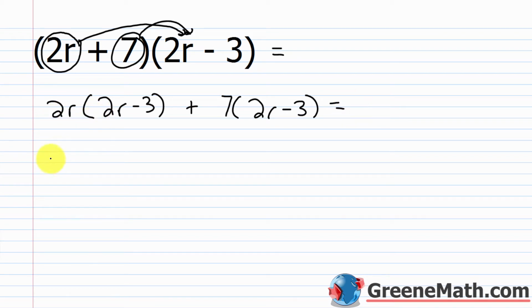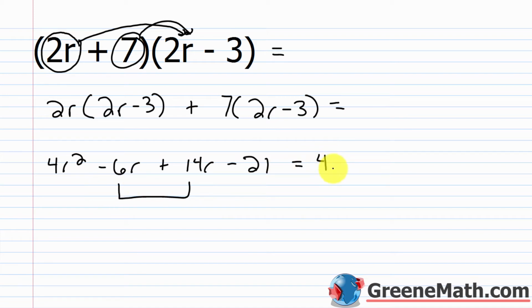So 2r times 2r is 4r squared. 2r times negative 3 is minus 6r. And then plus 7 times 2r is 14r. And then 7 times negative 3 is minus 21. So I would combine like terms here. We would have 4r squared, and then negative 6 plus 14 would be positive 8, so plus 8r, and then minus 21. So you get 4r squared plus 8r minus 21.